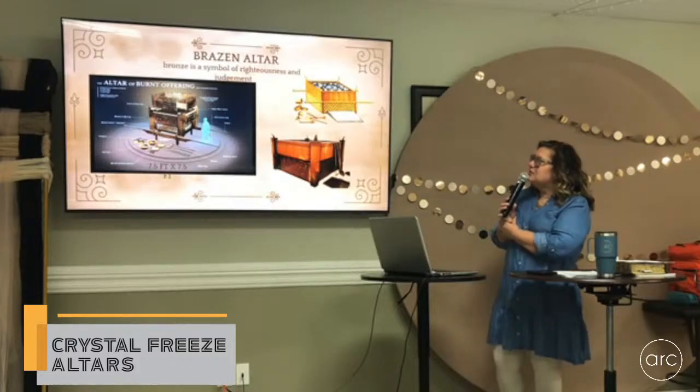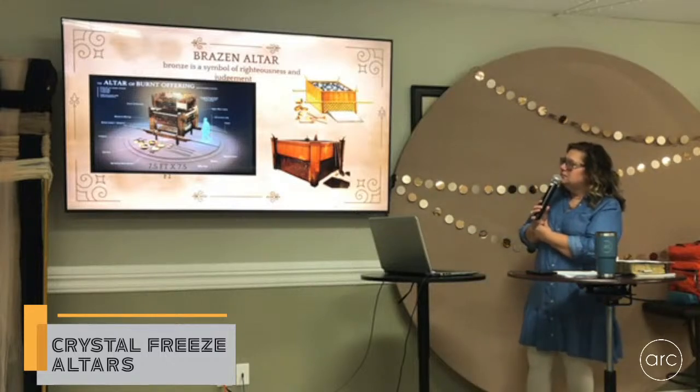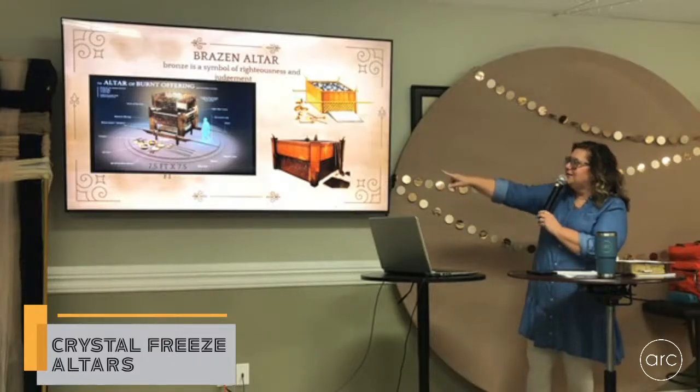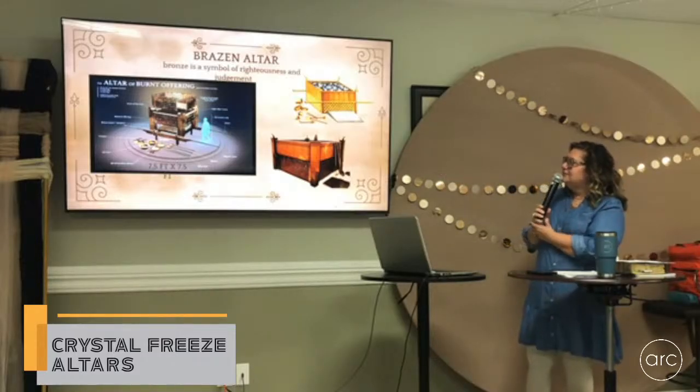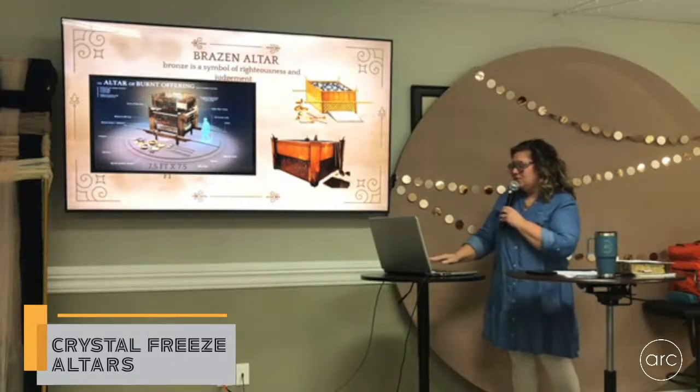So bronze was a symbol of righteousness and judgment. When this was created into a slide, it distorted some of my stuff, because that was not like that. Sorry, guys. Anyway, these are depictions of what that altar would have looked like. And so Moses was in charge of making sure that that was erected correctly in the tabernacle as they wandered through the wilderness.